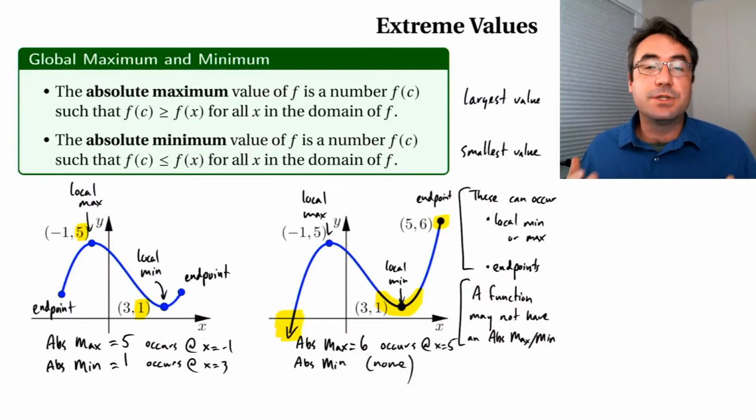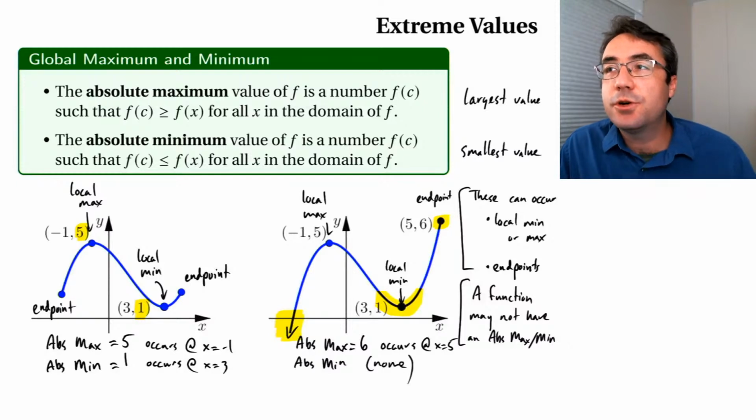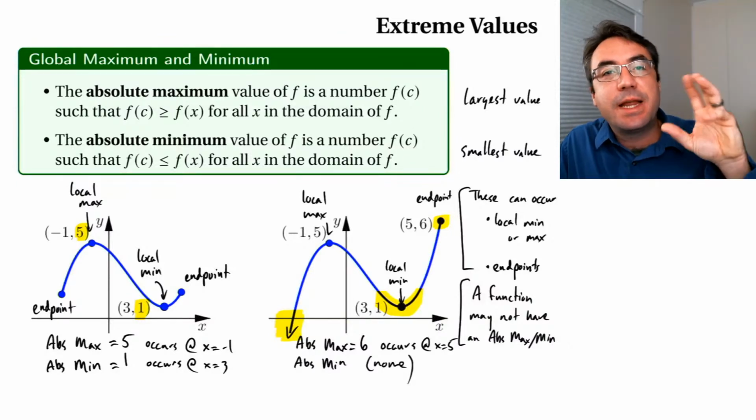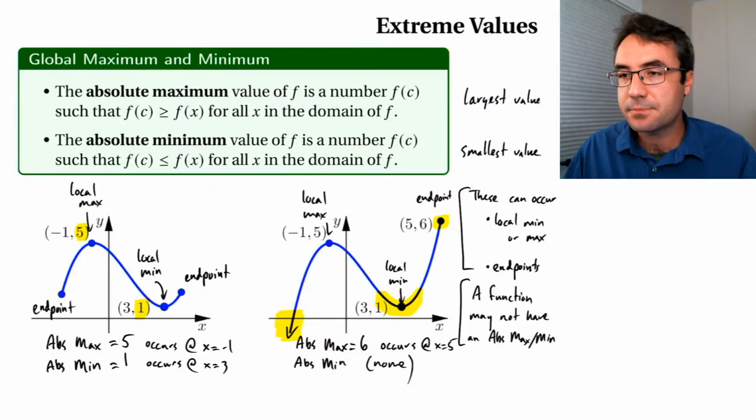So there's not an absolute minimum value for this function, but there is an absolute max. So you can cook up examples where maybe there's an absolute min but not an absolute max, or maybe there's neither.